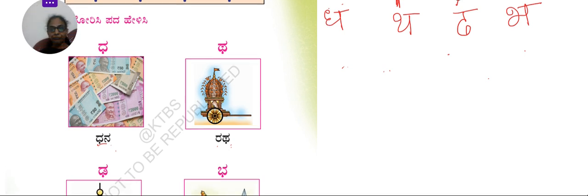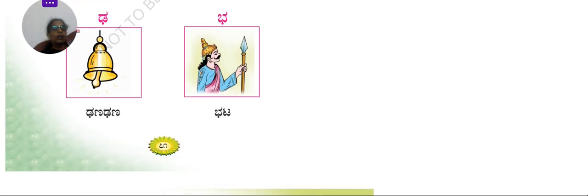Then next, Dhana. See, it's a bell. So Dhana is an expression of a sound, of how the bell makes the sound. It really doesn't have a meaning. It's just an expression of the sound.